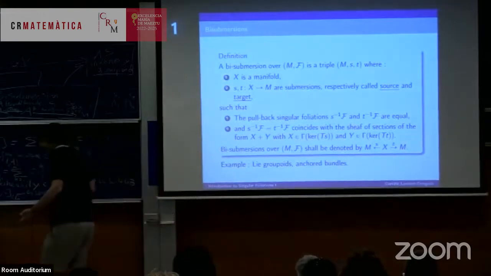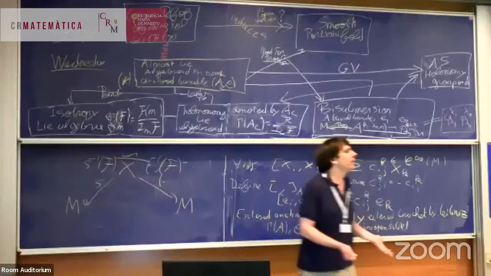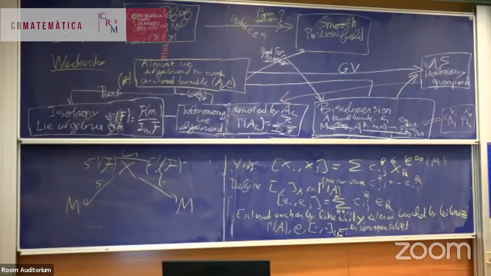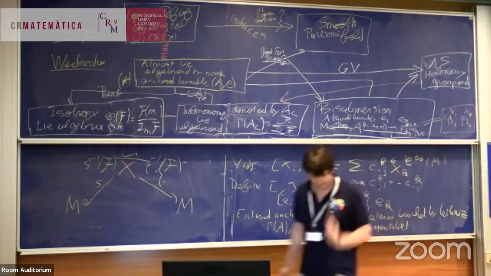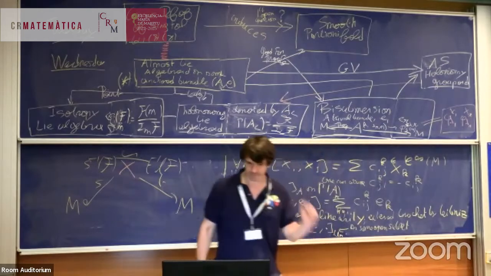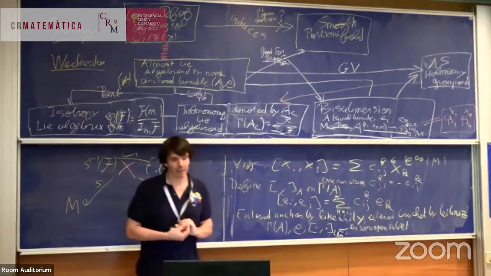So again, if your bi-submersion is just a Lie groupoid, what these three things are is just to take all right invariant vector fields, all left invariant vector fields, look at the module they generate, and you get this thing. It's not easy, by the way. You have to prove it. Okay.